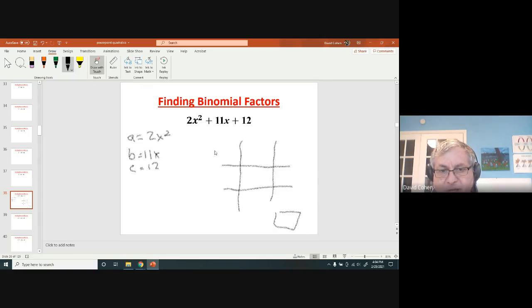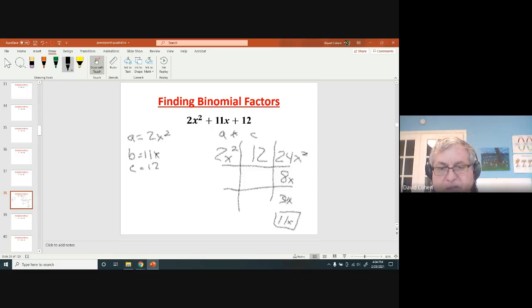The a term goes here, 2x squared. The c term goes here, 12. The b term goes in the bottom box. That's how I remember everything. That's 11x. And when I multiply the a and the c, what I get is 2x squared times 12, which is 24x squared. I need terms that are going to multiply to 24 and add to 11. And 8x and 3x fit the bill.